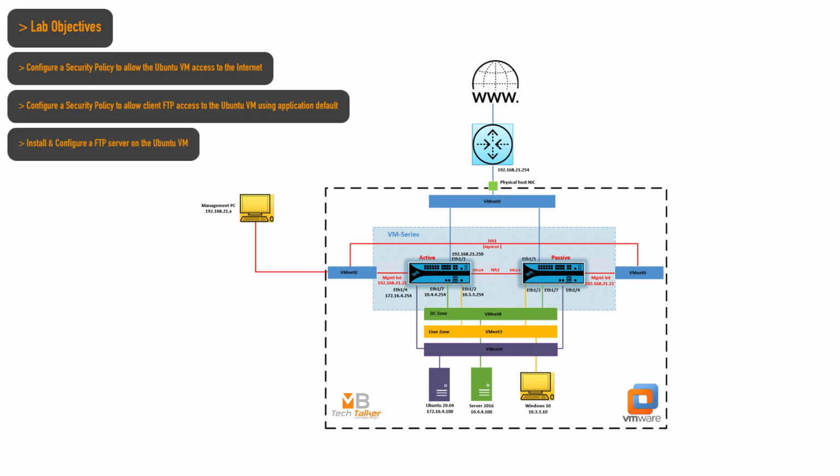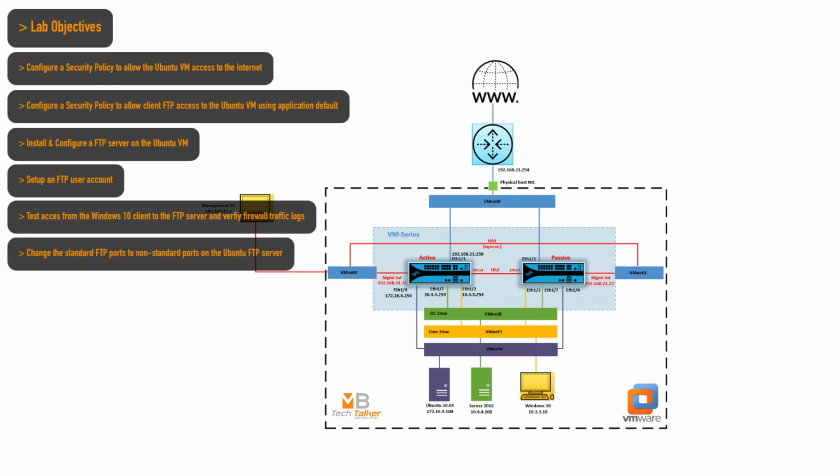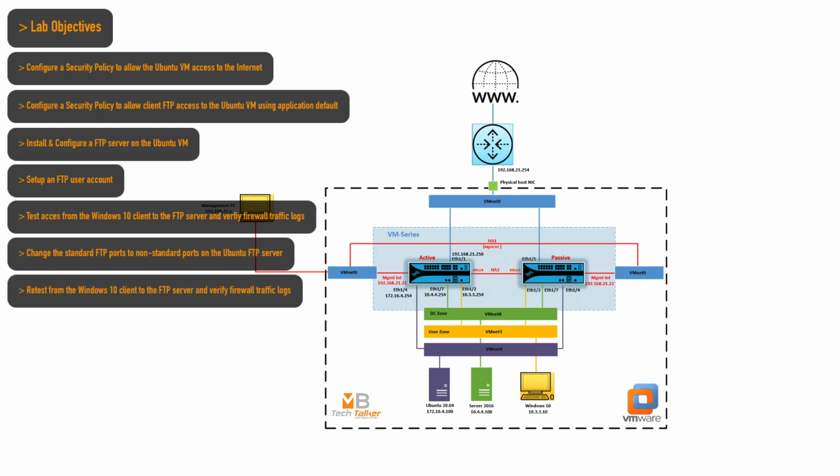Install and configure an FTP server on the Ubuntu virtual machine. Set up an FTP user account on the Ubuntu virtual machine. Test access from the Windows 10 client to the FTP server and verify firewall traffic logs. Change the standard FTP ports to non-standard ports on the Ubuntu FTP server, and then finally retest from the Windows 10 client to the FTP server and verify firewall traffic logs again.